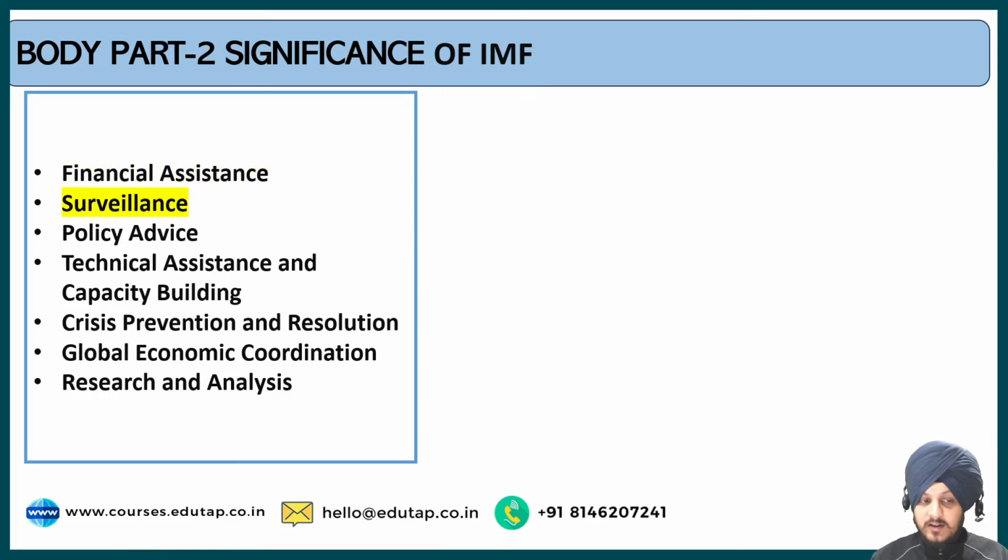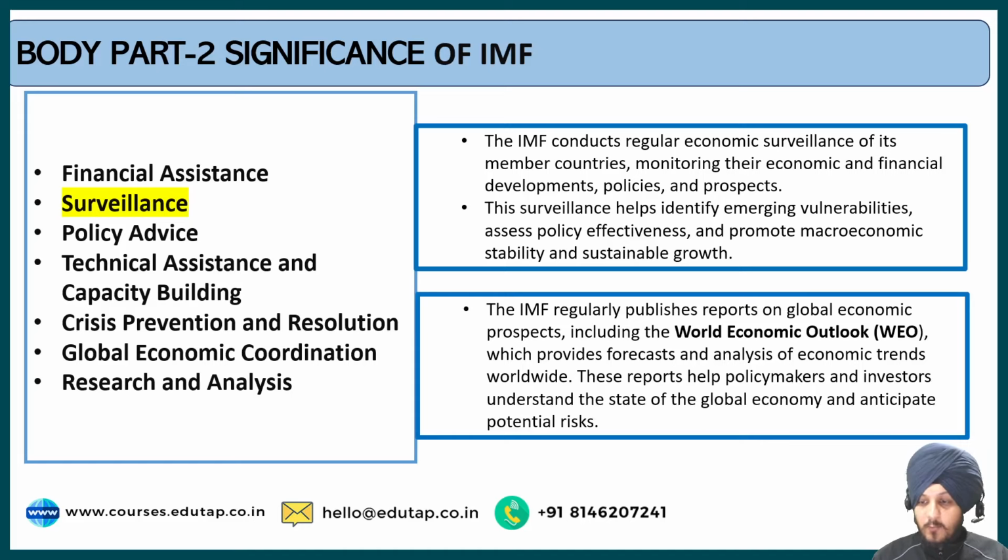Now the second point is regarding the surveillance. This also we have already discussed in a detailed manner, where the IMF surveillance function involves going through the balance of payment crisis, what is the reason behind them, and then IMF prepares different reports on the basis of them, such as the World Economic Outlook, etc. So IMF conducts regular economic surveillance of its member countries, monitors their economic status and then identifies the vulnerabilities that later on help them to promote macroeconomic stability and sustainable growth. So that is another significance with respect to IMF.